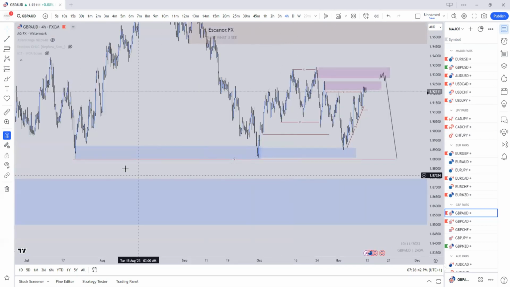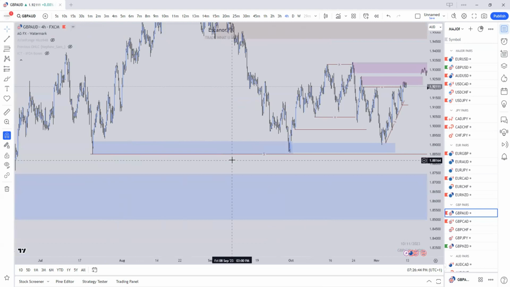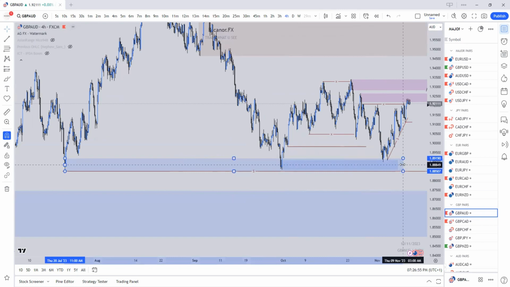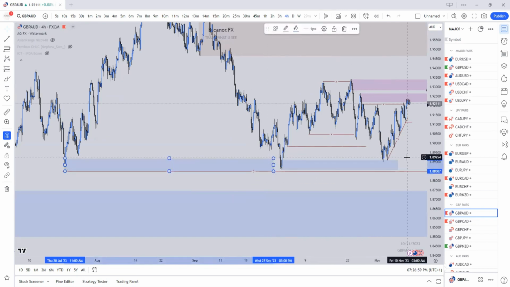Like you see here, we have multiple demands almost at the same level. The first demand here respected at this level, the same demand here at this point. If we expand this rectangle, it will be the same demand. So we have a lot of liquidity generated below those lows here.